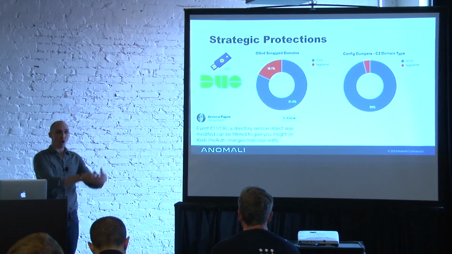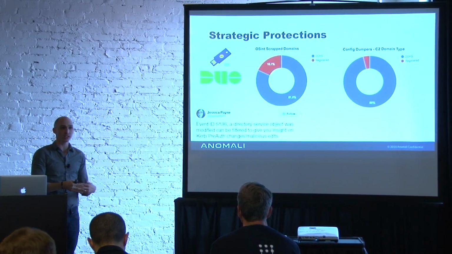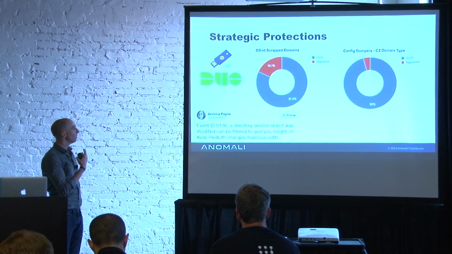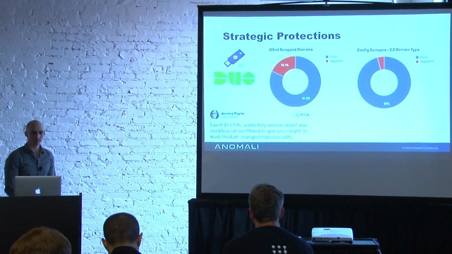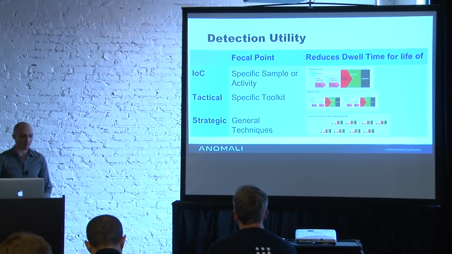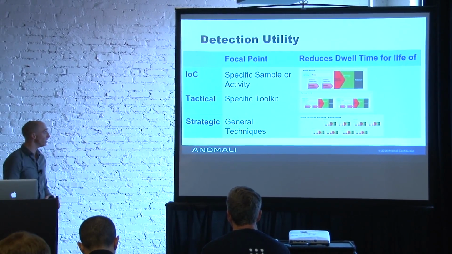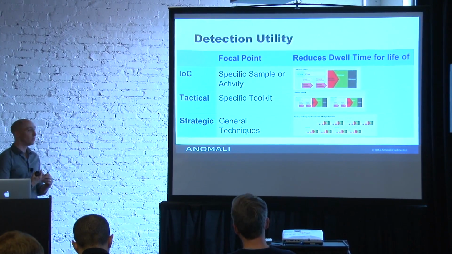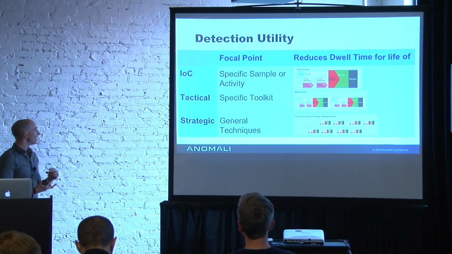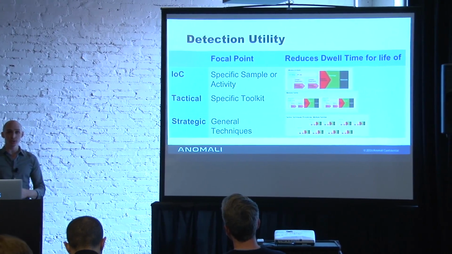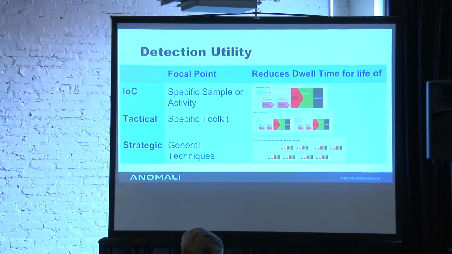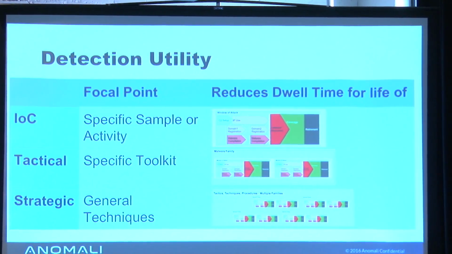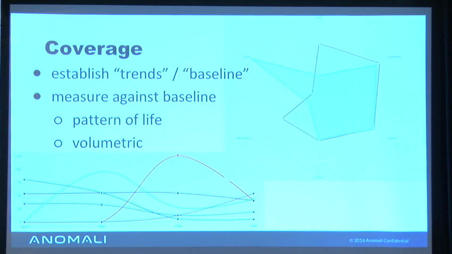Of the config dumpers and malware running through the sandboxes and so forth, 96% of the domains are dynamic DNS. So taking a step back, on detection utility: if you focus on an IOC, you're only going to detect a specific sample or specific intrusion. If you rely upon tactical signatures, you can nullify an entire malware family. And if you focus on strategic signatures, you can nullify entire classes of attack.